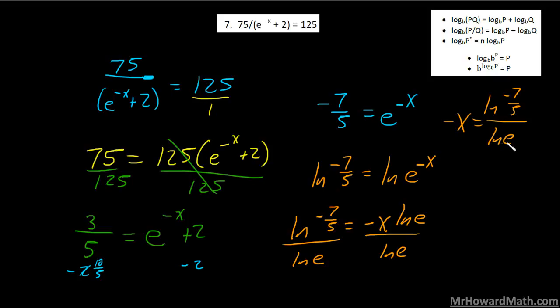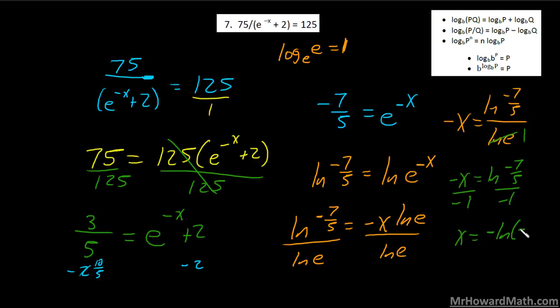If you understand what the natural logarithm of e is, I'll write it this way: ln of e, or log base e. So what does that equal? Well, e to what power equals e? e to the first power equals e. So this whole thing right here is actually just 1. I can cross that out and simplify this a little bit. So now I have negative x is equal to the natural logarithm of negative 7/5. I could divide by negative 1 here and get x equals negative ln of negative 7/5.